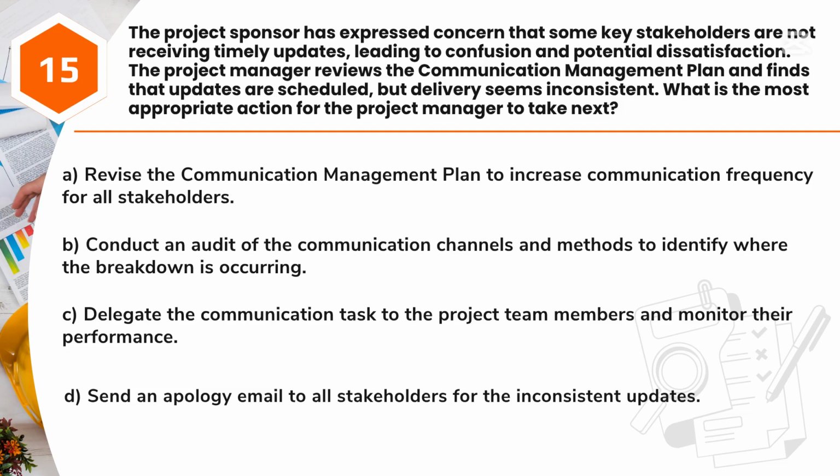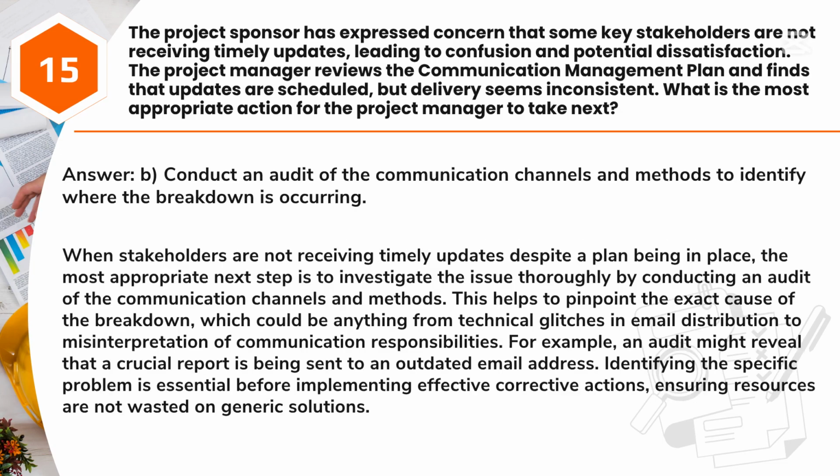A. Revise the communication management plan to increase communication frequency for all stakeholders. B. Conduct an audit of the communication channels and methods to identify where the breakdown is occurring. C. Delegate the communication task to the project team members and monitor their performance. D. Send an apology email to all stakeholders for the inconsistent updates. Answer: B. Conduct an audit of the communication channels and methods to identify where the breakdown is occurring.